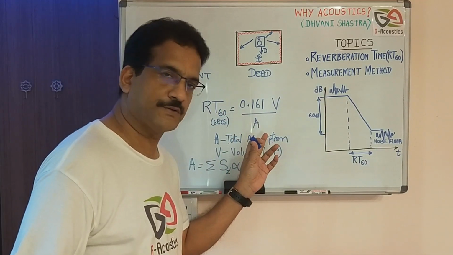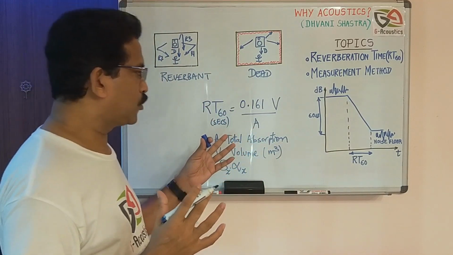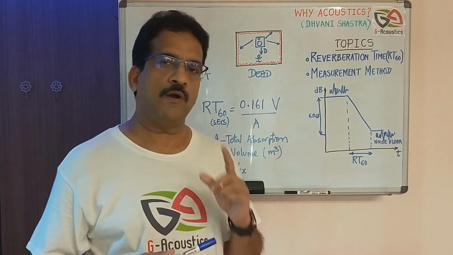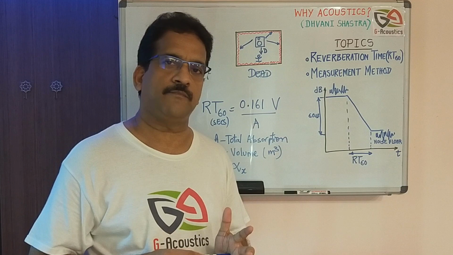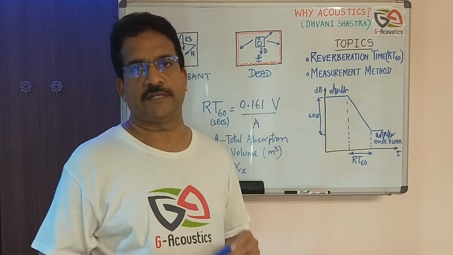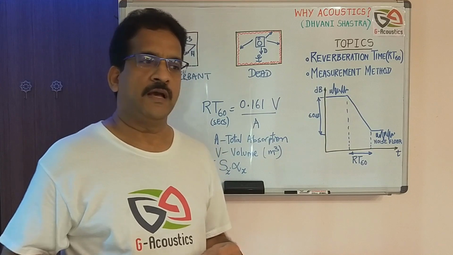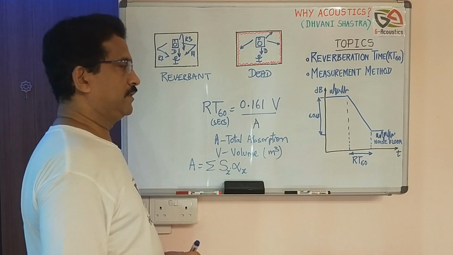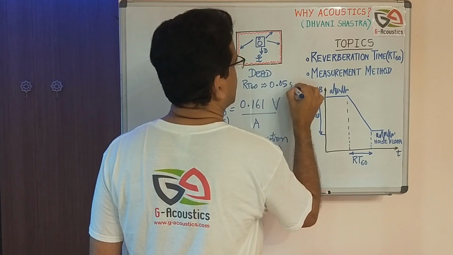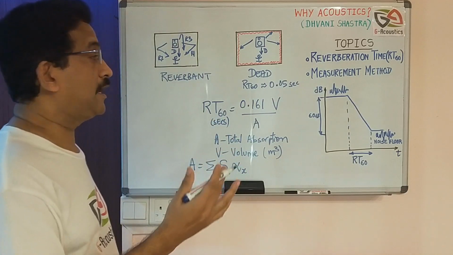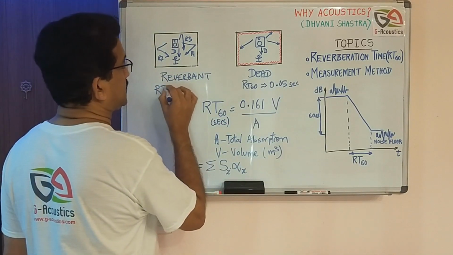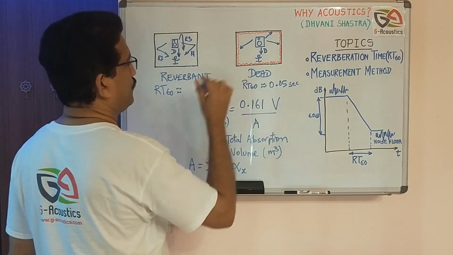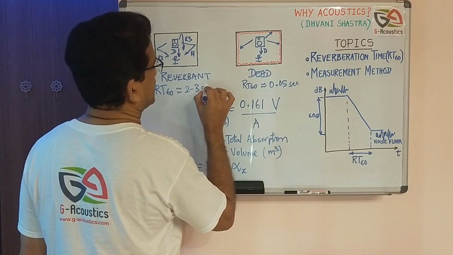So the absorption coefficients inside the room and the total absorption inside the room will decide the reverberation time. One more important thing is that reverberation time is dependent on frequency. That means for different frequencies, the RT60 values are different. For the dead room, the RT60 value may be 0.05 seconds, which means it is totally absorbed. And in the reverberant room, depending on the size of the room, it may be about 2 to 3 seconds.